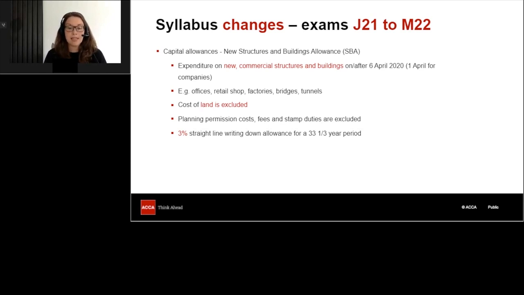But there is a new capital allowance for you to study, and it's called Structures and Buildings Allowances, or SBA. So we're going to spend a bit of time looking at this as it hasn't been examined before this year. So SBA then is for expenditure on new commercial structures and buildings, on or after the 6th of April 2020, or the 1st of April 2020 if you're looking at a company situation.